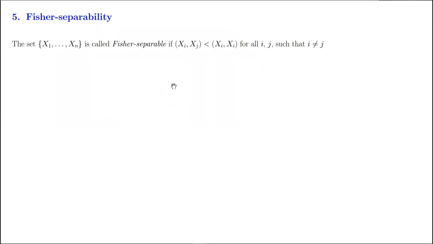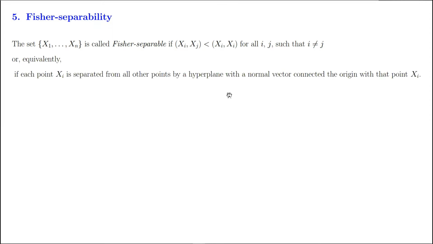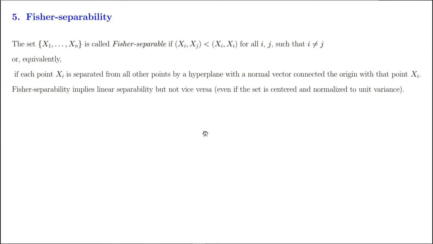The set x1, x2, and so on up to xn is called Fisher-separable if the dot product of x_i times x_j is less than x_i times x_i for all different i and j. Or equivalently, the set of points is called Fisher-separable if each point x_i is separated from all other points by a hyperplane with a normal vector connecting the origin with that point x_i. Fisher-separability implies linear separability, but not vice versa, even if the set is centered and normalized to unit variance.